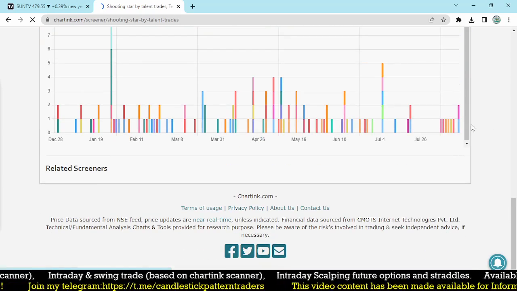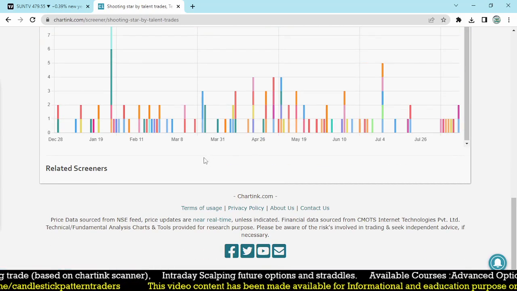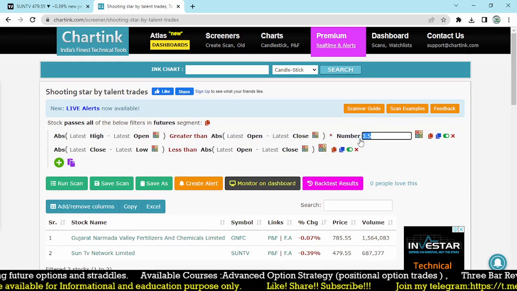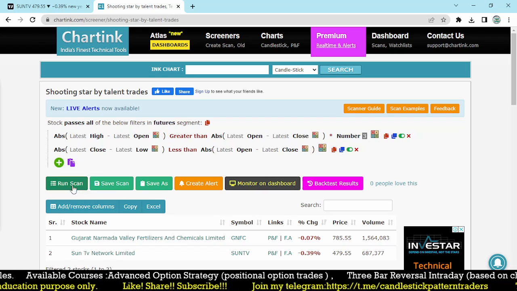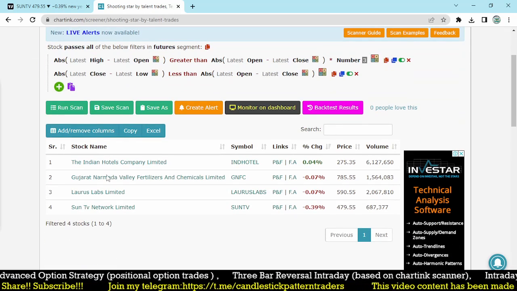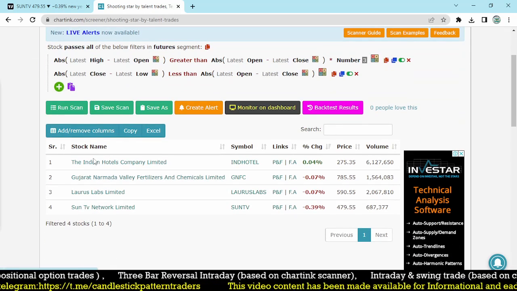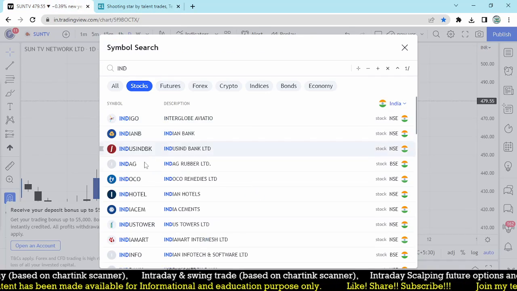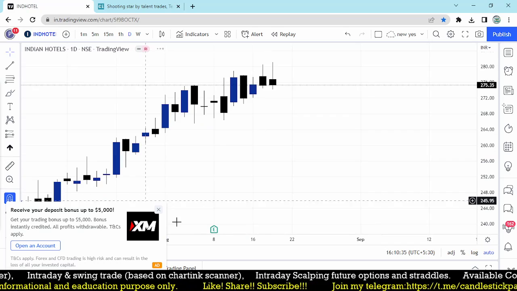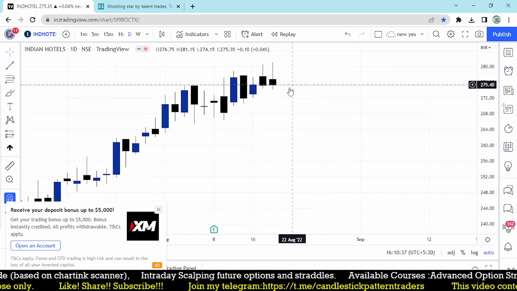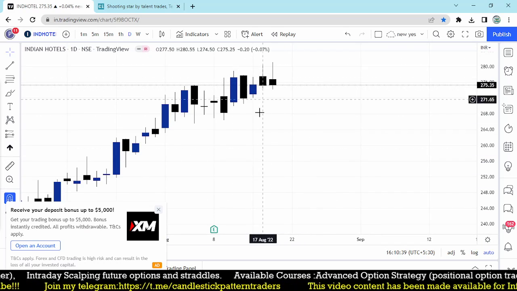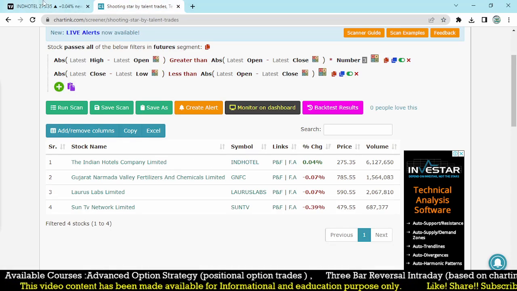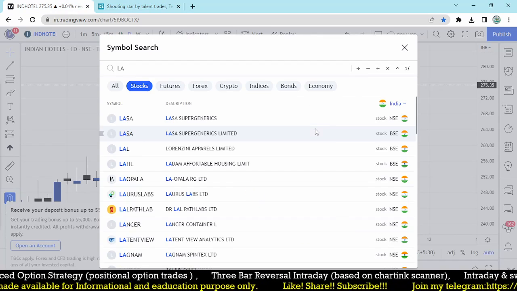Let me check yesterday. I think yesterday we are not getting any. So let me reduce the value. We normally use 3.5. If I use 3, we get Hindustan Hotel, Gujarat Gas, Laurus Labs. So another two stocks were added. Let me go for Hindustan Hotel. Yes, it is also a shooting star, which forms at the highest level. Looks good. And another one is Laurus Labs. Let me go for Laurus.